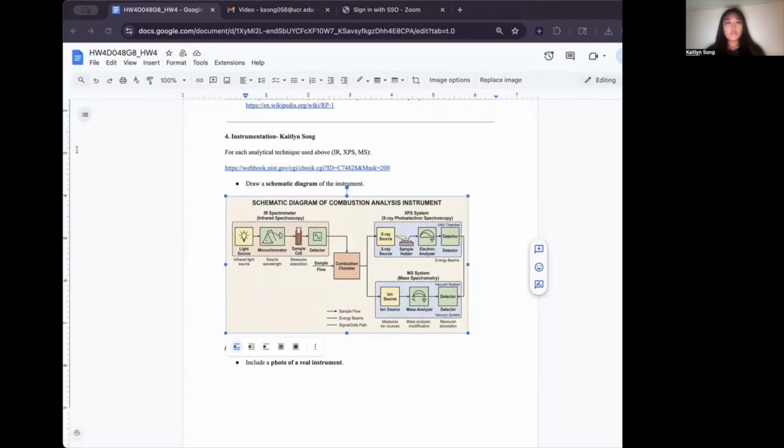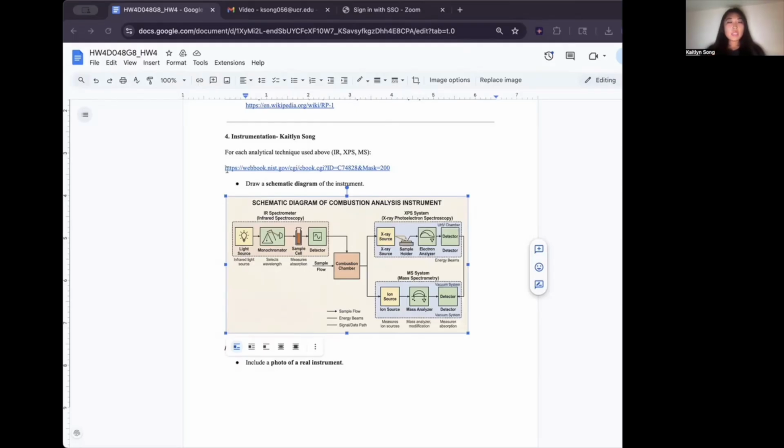So first, for the infrared spectroscopy, we use an IR spectrometer to identify molecules like methane and combustion products by measuring their light absorption. The process starts at the radiation source, which sends infrared light through the sample compartment. An interferometer processes the light so the detector can distinguish frequencies and produce a spectrum, allowing us to see the specific molecular vibrations of our reactants and products.